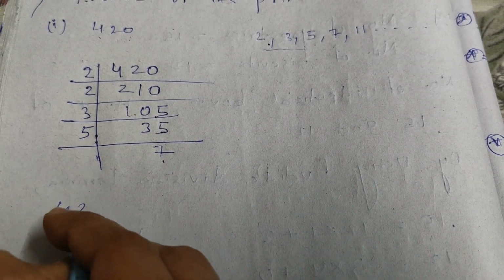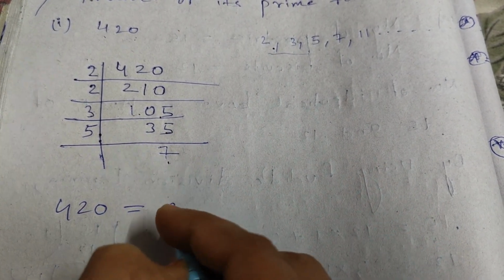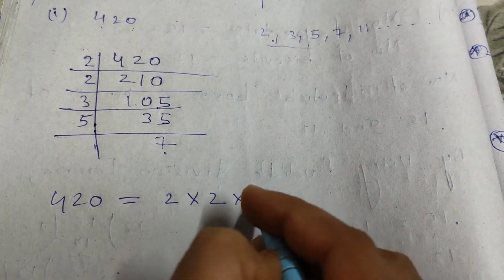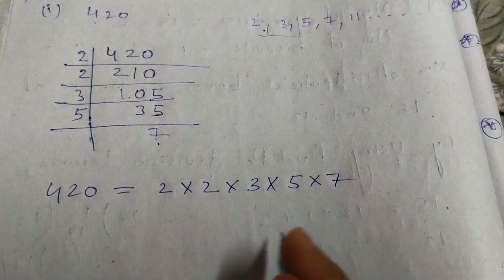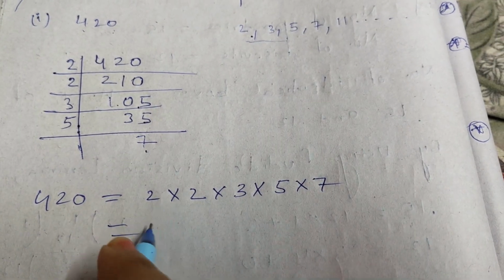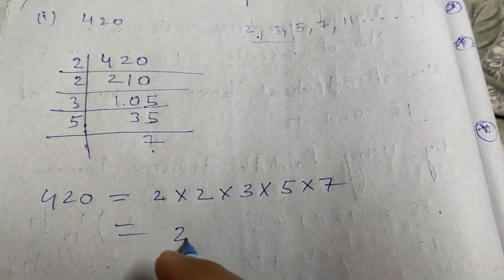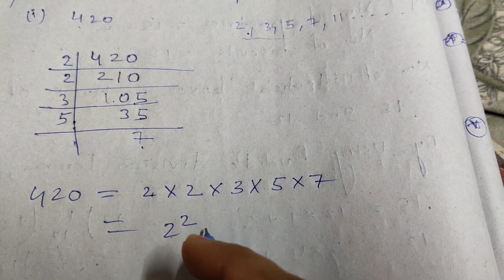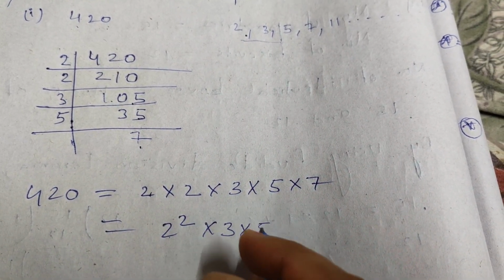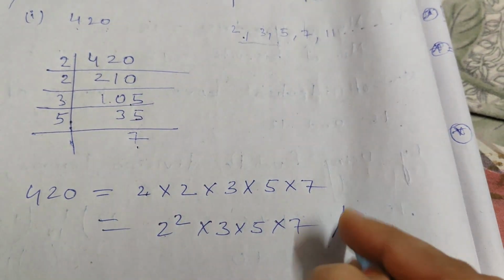Okay, now we write the prime factors. 420 equals 2 into 2 into 3 into 5 into 7. Okay, we write like this, or here 2 is twice, so we can write 2 to the power 2, and then 3 into 5 into 7. This is the answer.